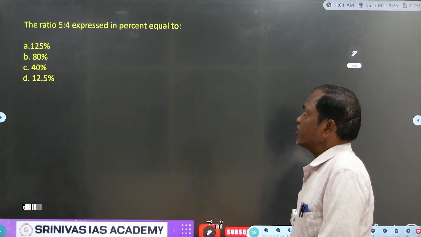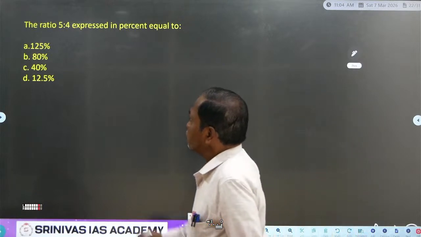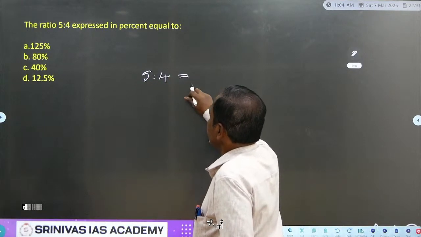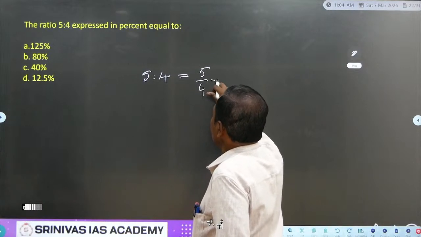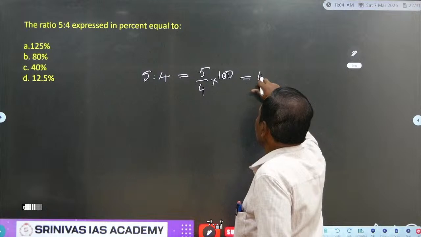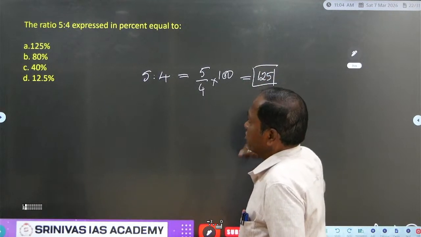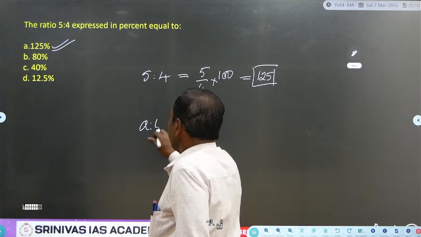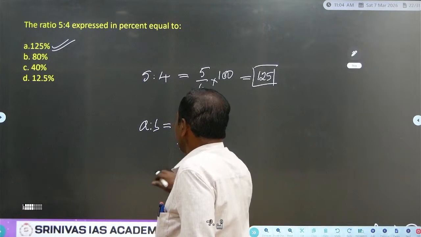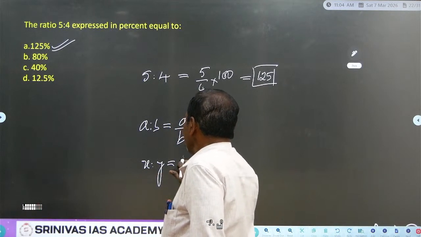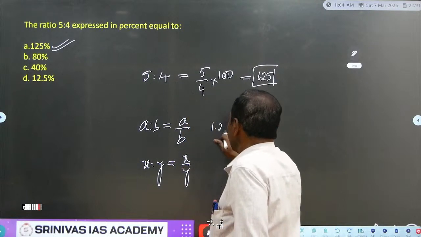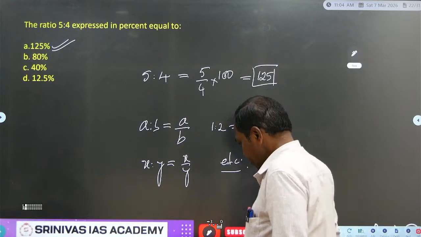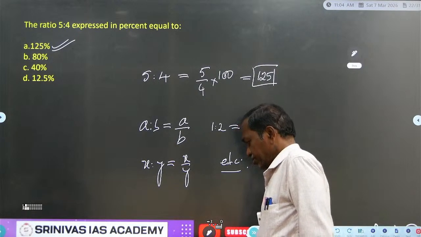The ratio 5:4 expressed in percent, you have to express the percentage. So this can be written as 5 by 4 multiplied by 100. So 125%. Option A. In the sense A is to B can be written as the fraction A by B. X is to Y can be written as x by y. So 1:2 can be written as 1/2 and so on.